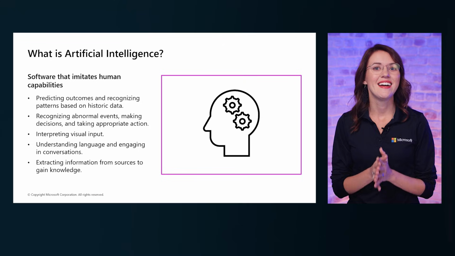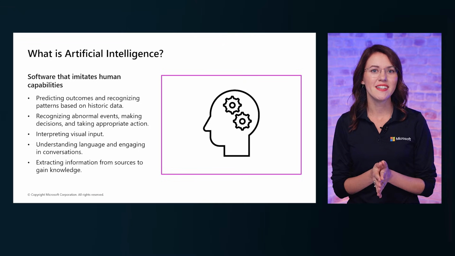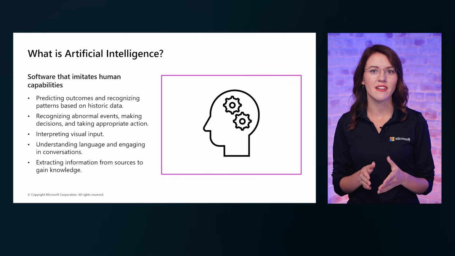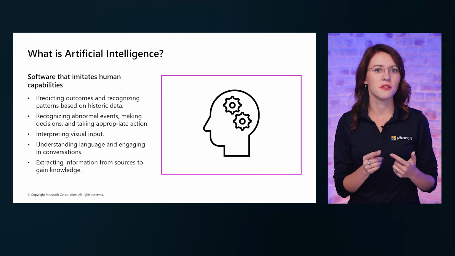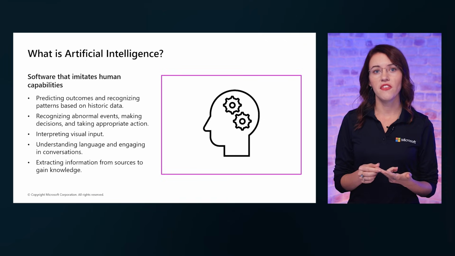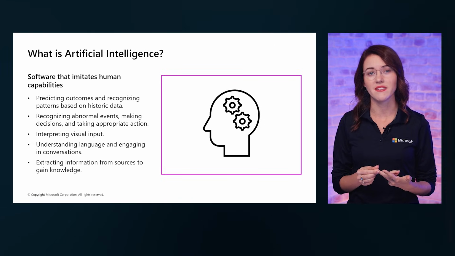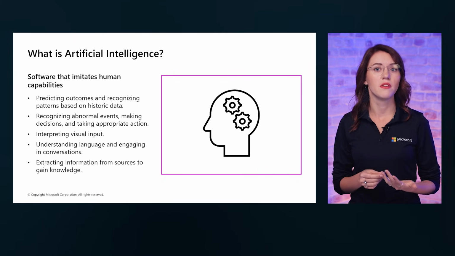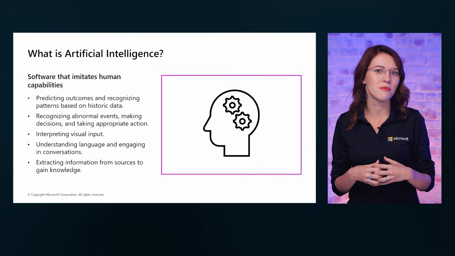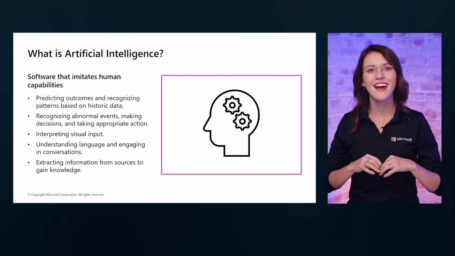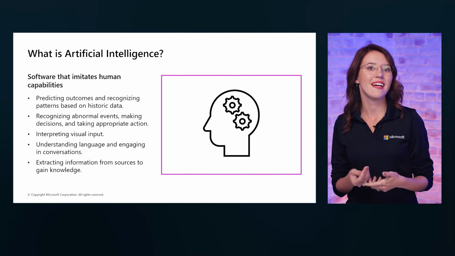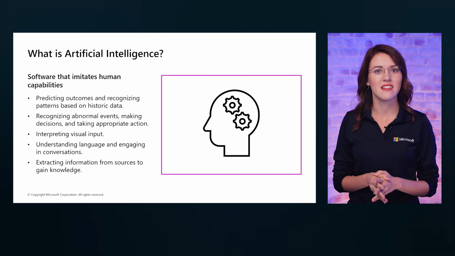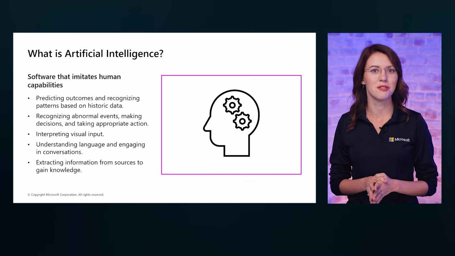Artificial intelligence is software that imitates human capabilities. Think about the things we do every day, predicting outcomes, recognizing patterns, noticing when something doesn't seem right, using vision to interpret the world, communicating through language, and gathering information from multiple sources. AI systems replicate these capabilities, enabling machines to perform tasks that traditionally required human intelligence.